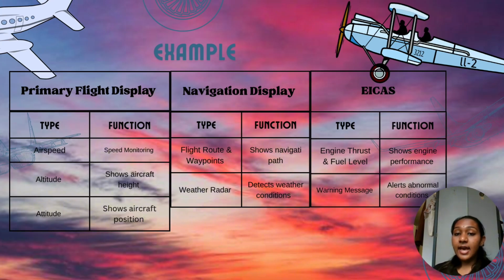Lastly, the EICAS system shows engine-related information such as engine thrust and fuel level. It also provides warning messages to alert pilots if there is any abnormal condition. These instruments work together to provide clear and important information, helping pilots operate the aircraft safely and efficiently.